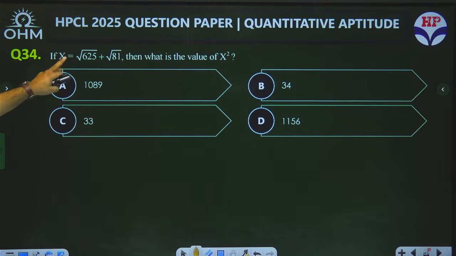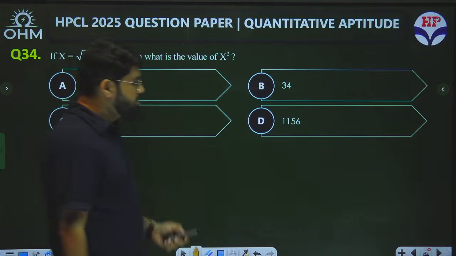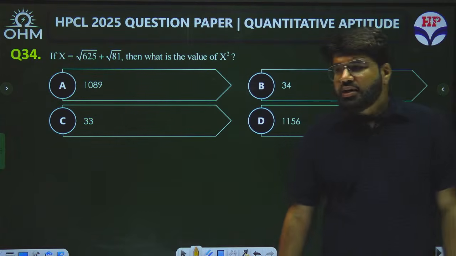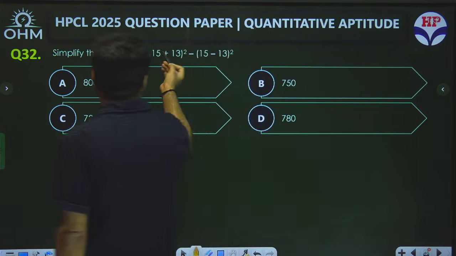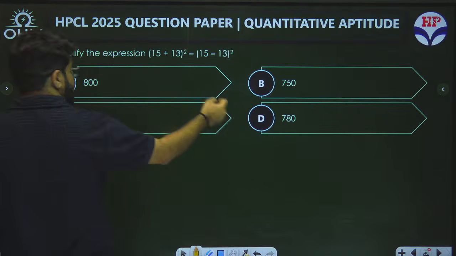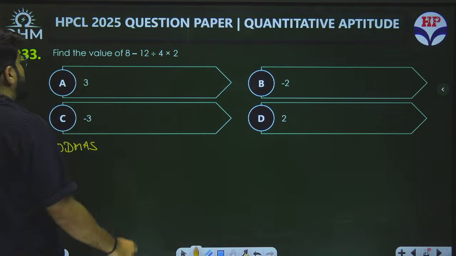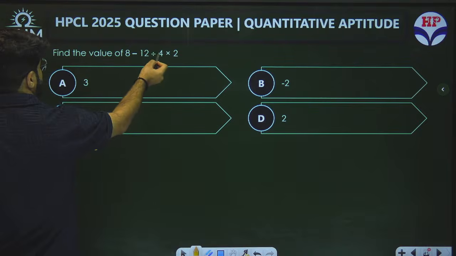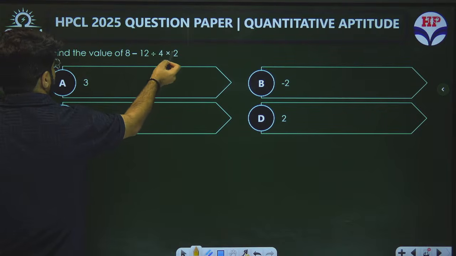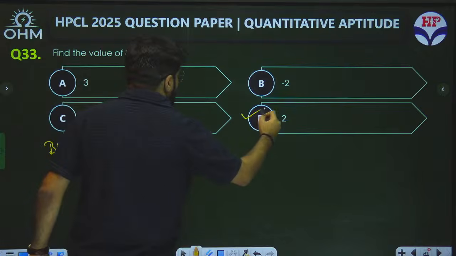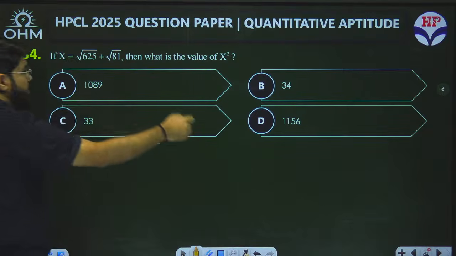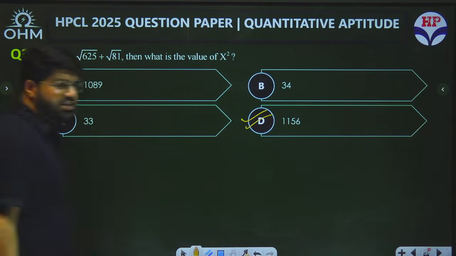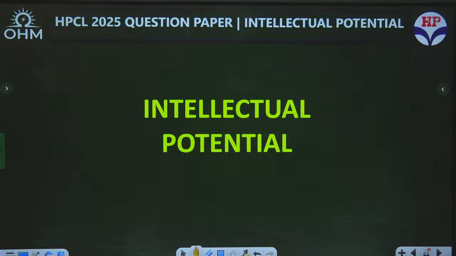If x is root 625 plus root 81, what is the value of x²? You can handle it on your own. I'll just write down the answers. The first one becomes 4ab, so 60, 80, 780. For the second, first I apply the division, so this is 3, then 8 minus 6 is 2. Next one: 25 plus 9 is 34. Then x², 34 squared, is 1156. I've just given you the answers; you can check the calculations later.